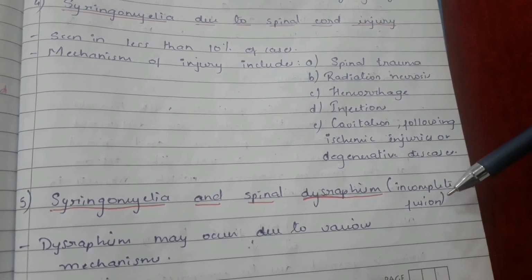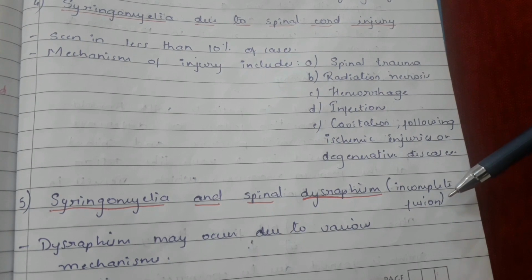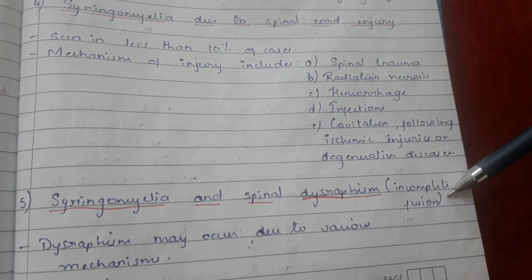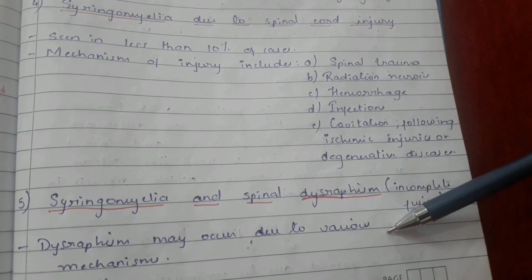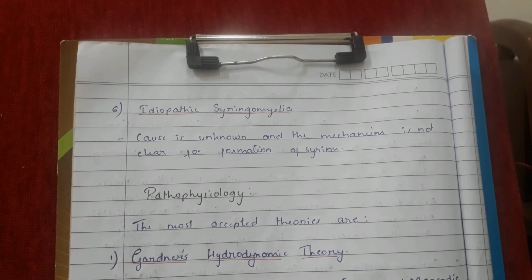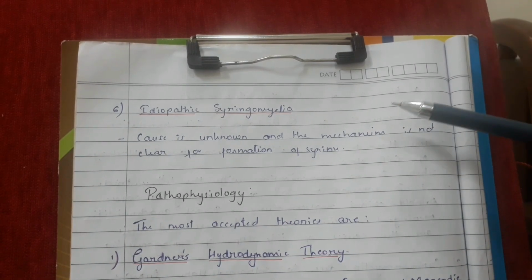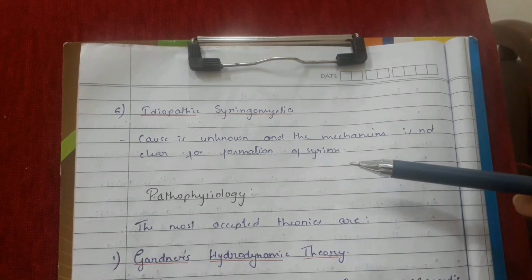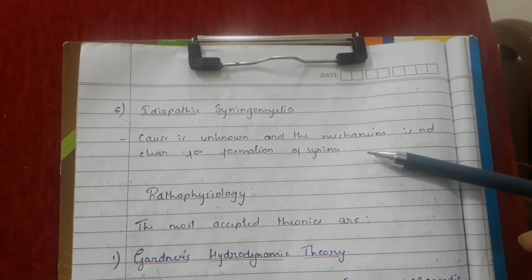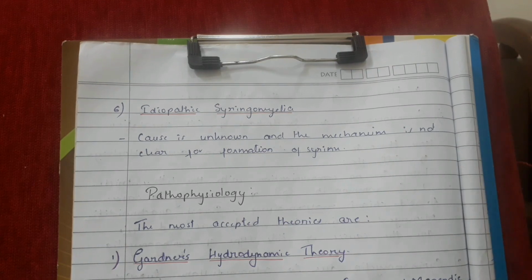The fifth type includes syringomyelia and spinal dysraphism. Dysraphism means incomplete fusion. Dysraphism may occur due to various mechanisms. The sixth type is idiopathic syringomyelia. The cause is unknown and the mechanism is not clear for the formation of syrinx.